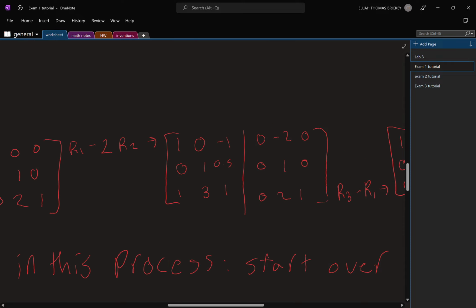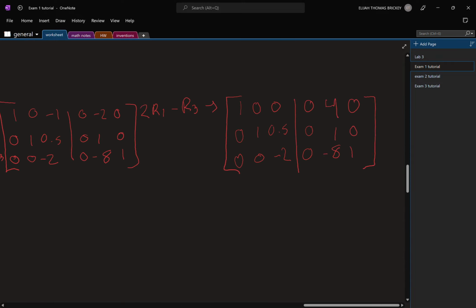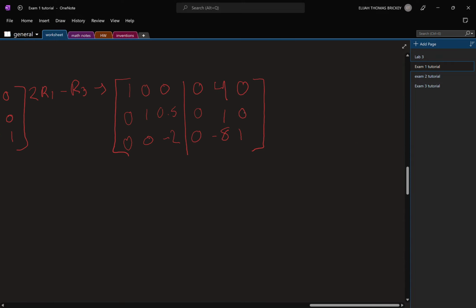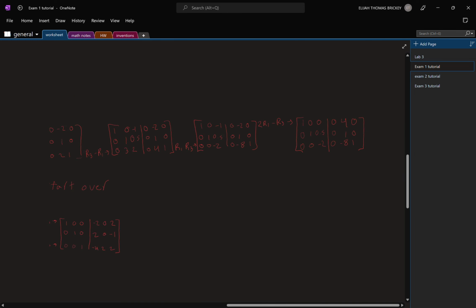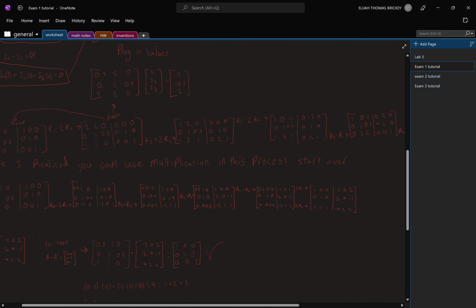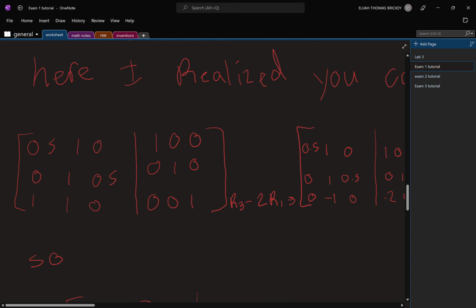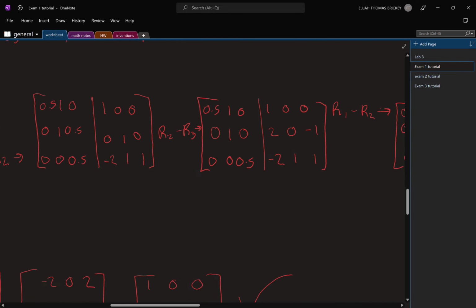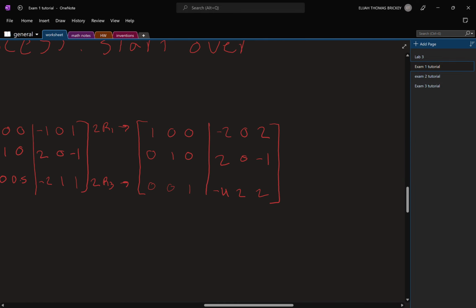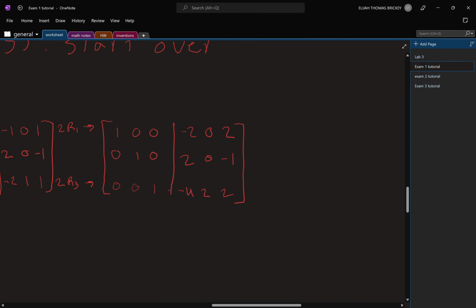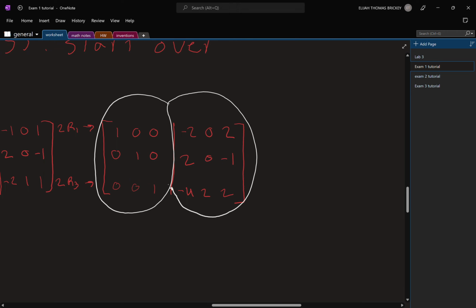It goes all the way across until I get here and I realize something is horribly wrong, and I realize you cannot use multiplication in this process. So I started over. Started here using only addition and subtraction, no multiplication. Solved it. This one went faster. Eventually I have the identity matrix here and the new matrix here, which is the inverse.